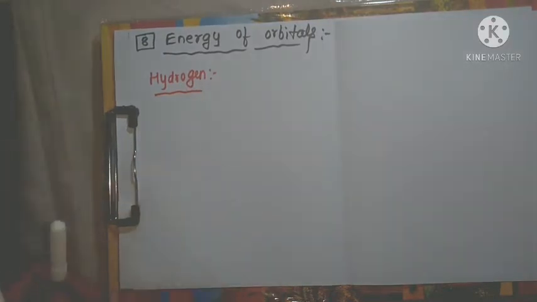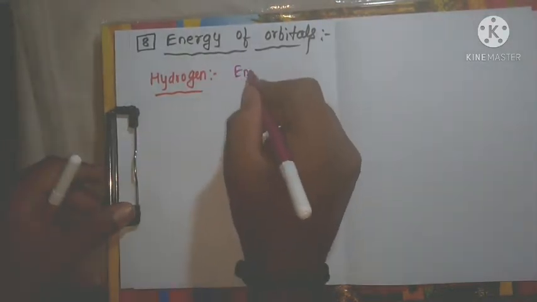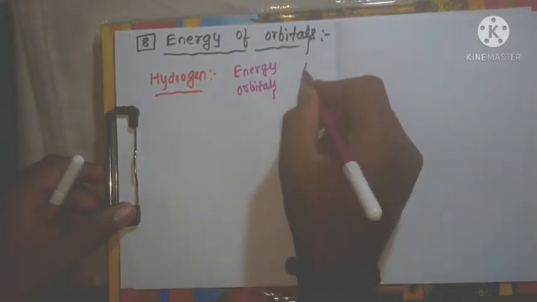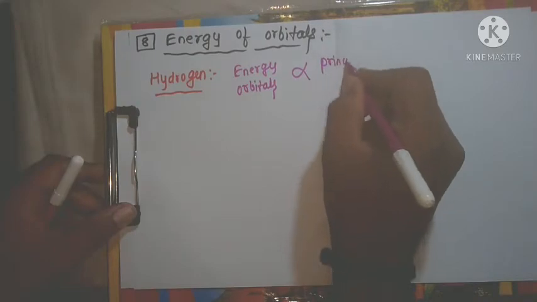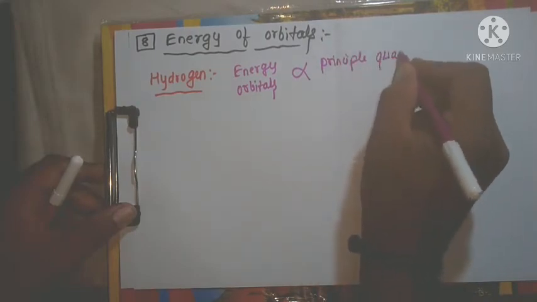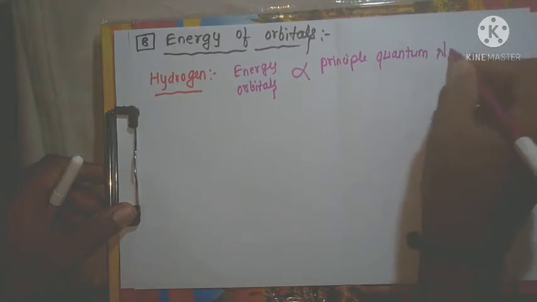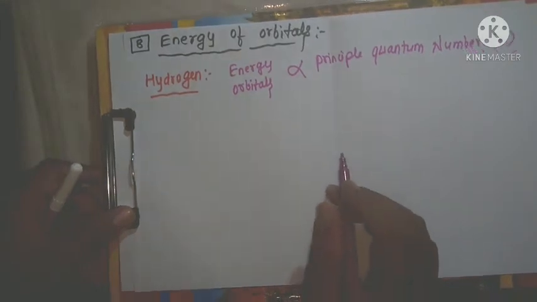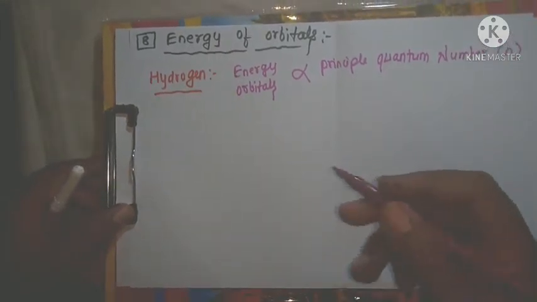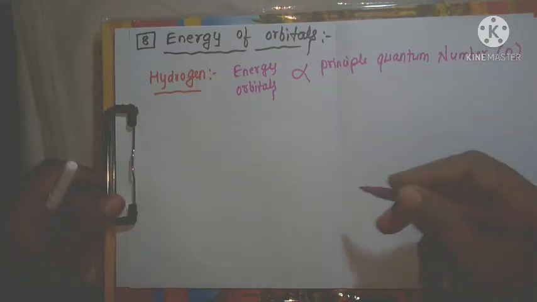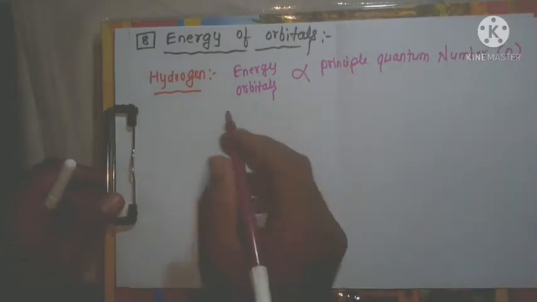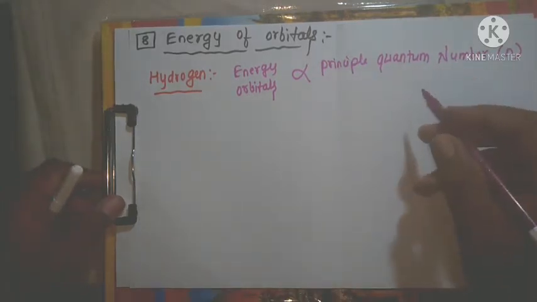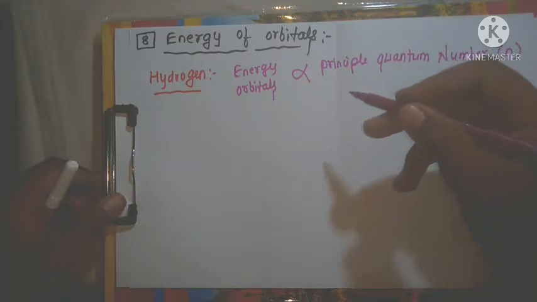Now just remember, for only the hydrogen atom the energy of orbitals is directly proportional to the principal quantum number, that is small n, but not on the azimuthal quantum number L. What is meant by principal quantum number? What is meant by azimuthal quantum number? We will discuss in the next point. Right now, just think, energy of orbitals for hydrogen atom directly depends upon the principal quantum number. If the n value is more, then the energy of the orbital is also more.